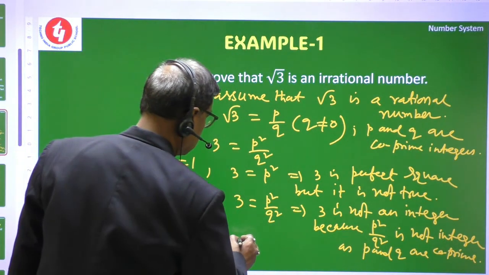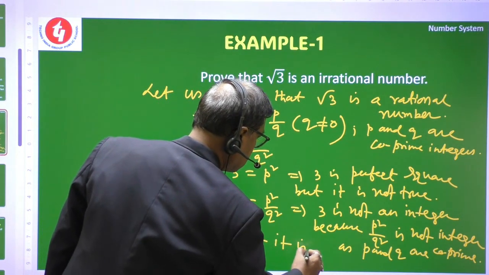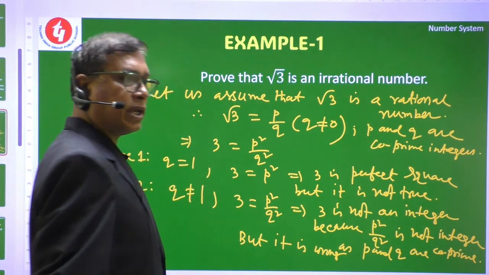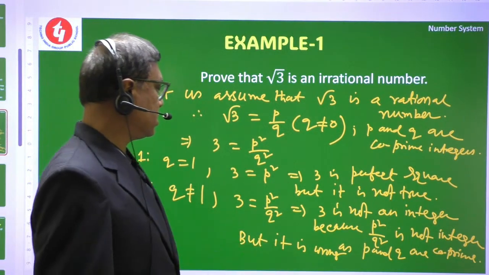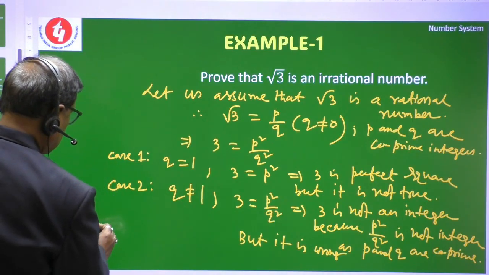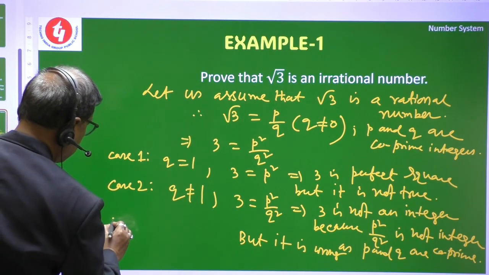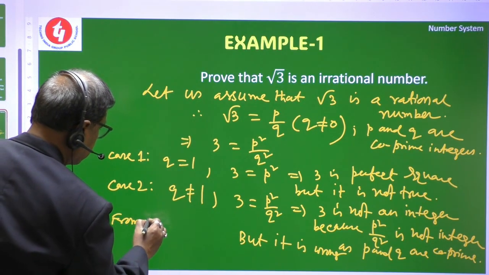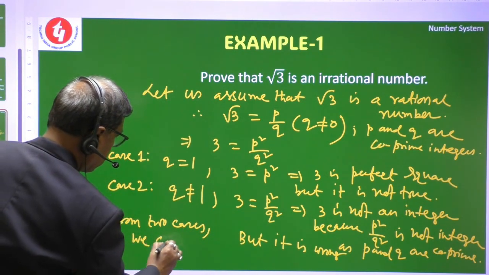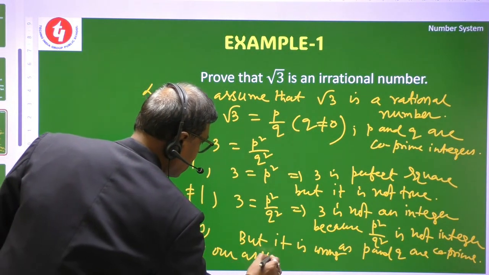But it is wrong, because 3 is an integer. We know 3 is an integer. So that means from two cases we can say our assumption is wrong.